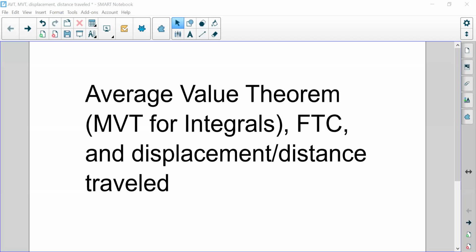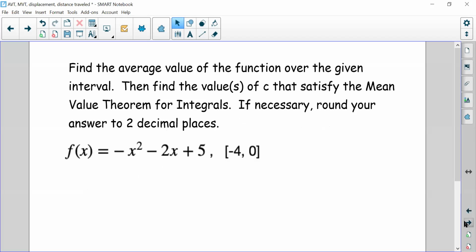So we're going to get back to those. All right, so that's our goal for today, starting with the average value theorem. Here's what a typical problem would look like. A proficient level problem, a very typical one. We have: find the average value of a function over the given interval.